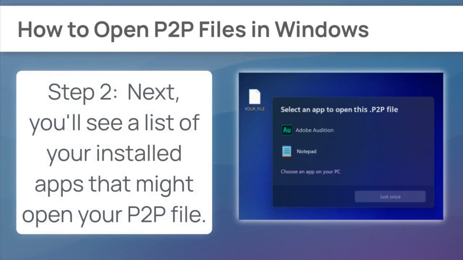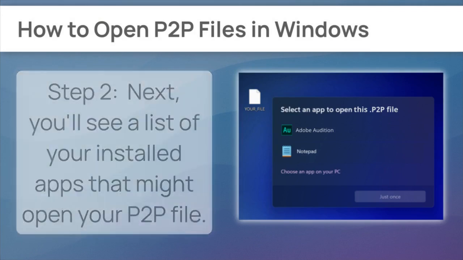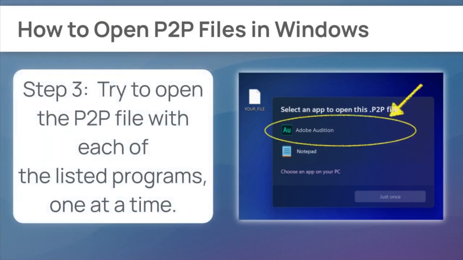Right-click the P2P file and choose Open With. Use Adobe Audition as your first choice. If it fails, select another program. Be methodical in your testing.